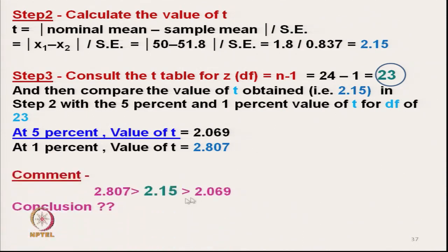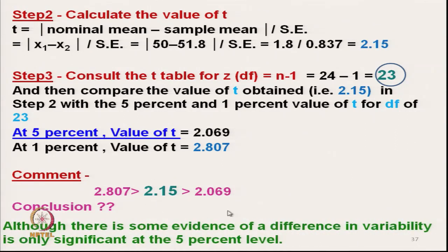Okay. So, this 2.807 is more than 2.15, so this is in between. The conclusion is that although there is some evidence of a difference in variability, it is only significant at the 5% level. So, that depends on us how to tackle these things.